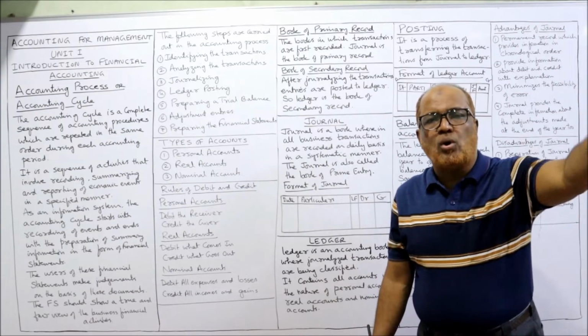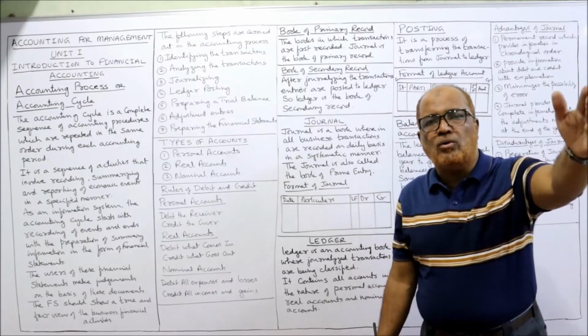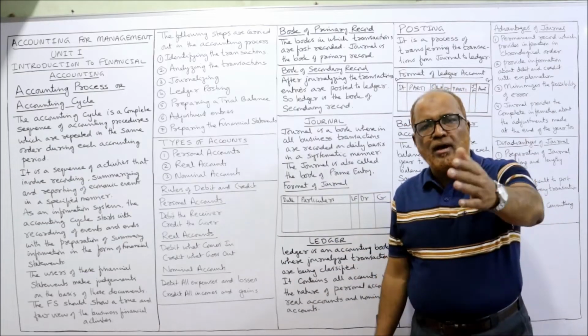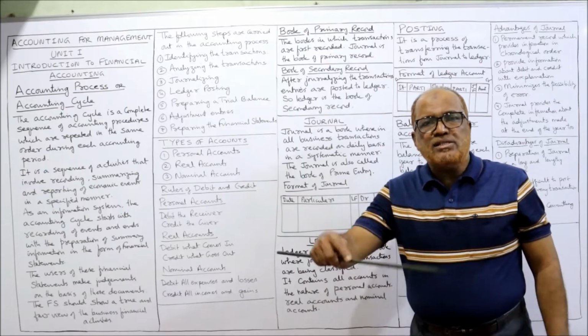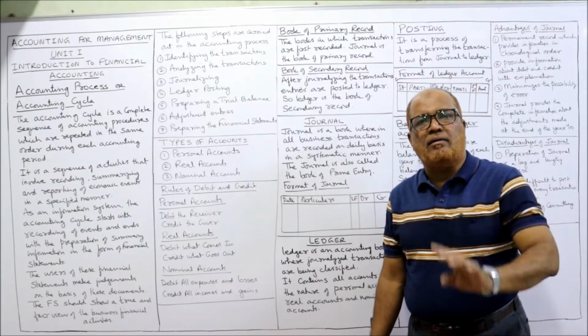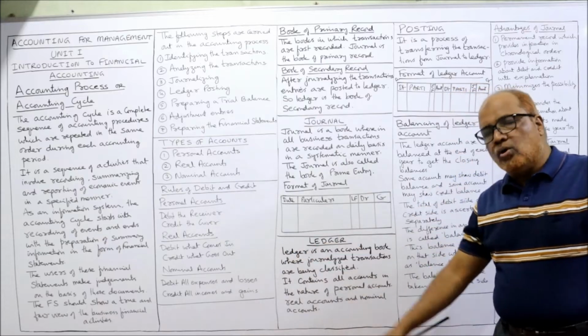Similarly, furniture is sold, furniture is going out, furniture should be credited. Machinery is sold, machinery going out, credited. Cash is paid to the supplier, cash is going out, cash should be credited. Debit what comes in, credit what goes out.